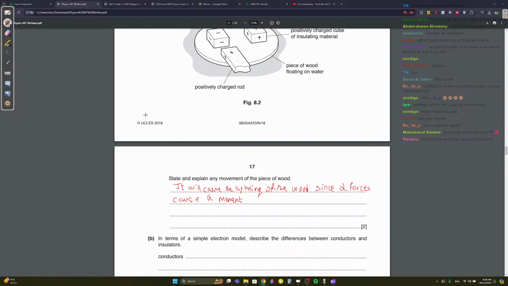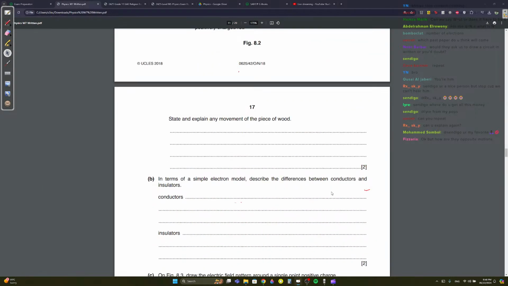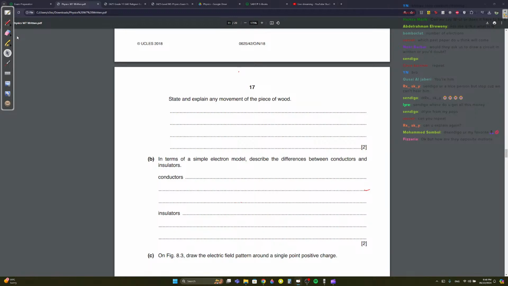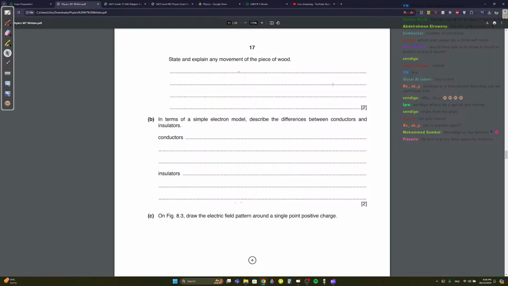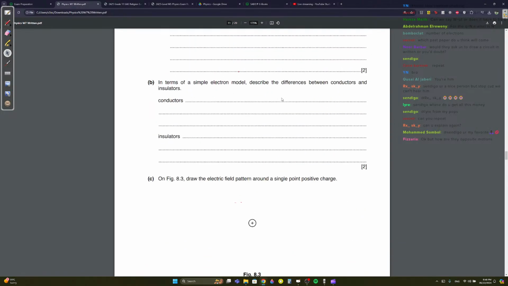I think this is understood by everyone, because I explained it 3 times now. In terms of a simple electron model, describe the differences between conductors and insulators. Okay, this is very easy. They're saying in terms of a simple electron model. All you have to say, I think, is... is this one required? Okay, yeah, good point. Is this one required?